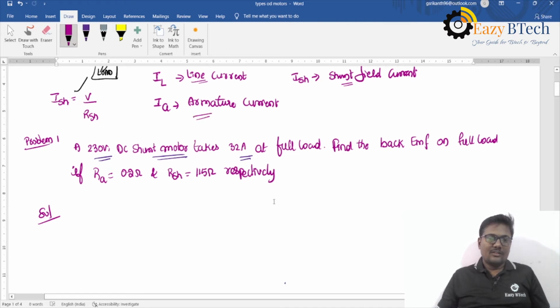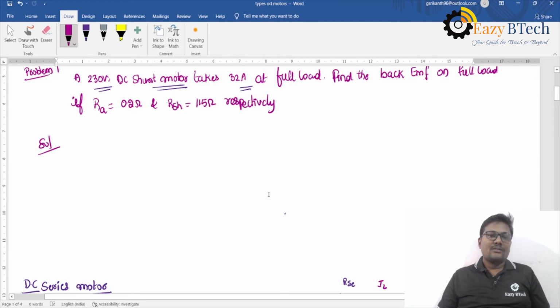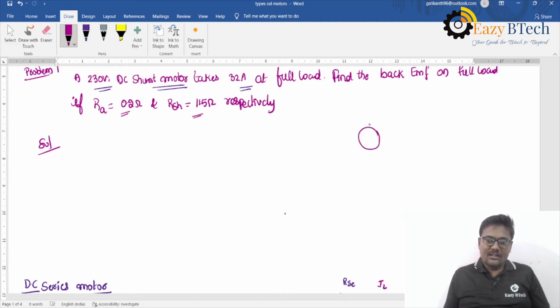Coming to this problem: a 230 volts DC shunt motor takes 32 amperes at full load. Find the back EMF on full load if the armature resistance is 0.2 ohms and RSH is 115 ohms. First of all, draw the diagram of the shunt motor. The supply voltage V is equal to 230 volts.